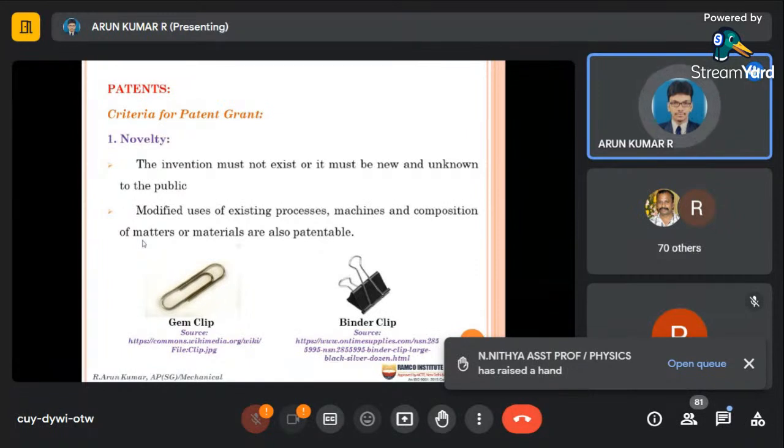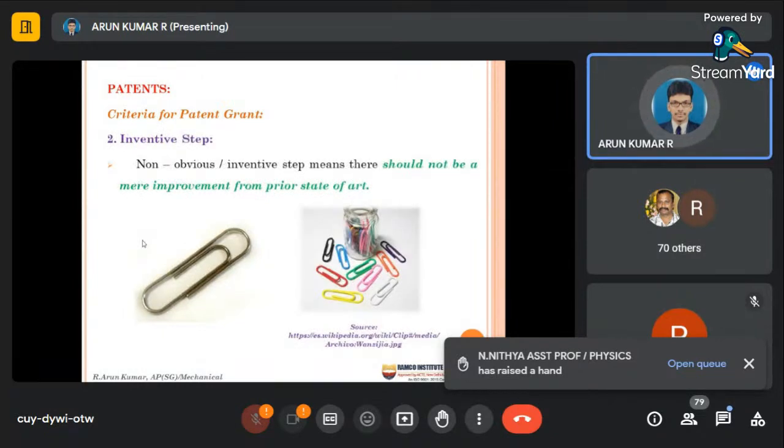Now, if the same mechanism or technology used in a single application is used in a different application, then that can be claimed to be novel. So hopefully you got the point. The same mechanism or the same technology, but in different applications, can be considered to be novel. That is what novelty is all about. Novelty is nothing but that it must be new and it must be unknown to the public.